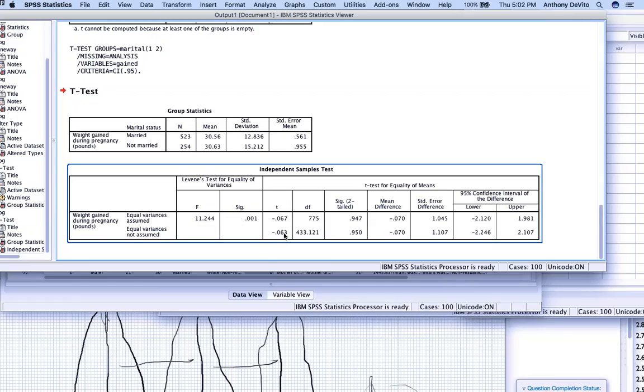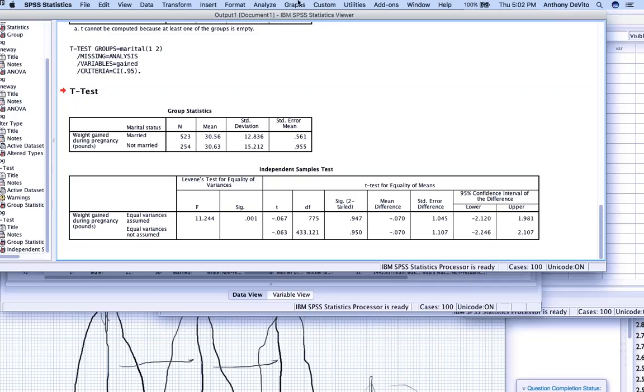So the bottom line tells me the t-test is negative 0.063, and the probability of being wrong if I reject the null hypothesis is 95%. So clearly, there's not enough evidence for me to say that there's a difference between the weight gain for married women and unmarried women. Let me do it for something else.